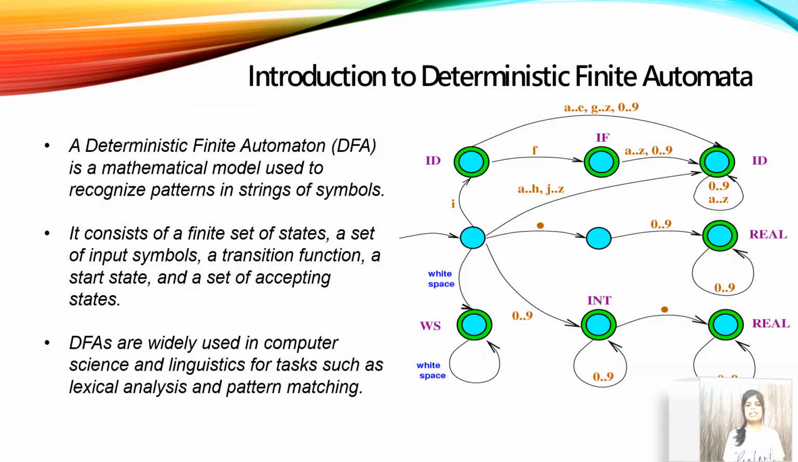Introduction to Deterministic Finite Automata. A deterministic finite automaton is a mathematical model used to recognize patterns in strings of symbols. It consists of a finite set of states, a set of input symbols, a transition function, a start state, and a set of accepting states. DFAs are widely used in computer science and linguistics for tasks such as lexical analysis and pattern matching.